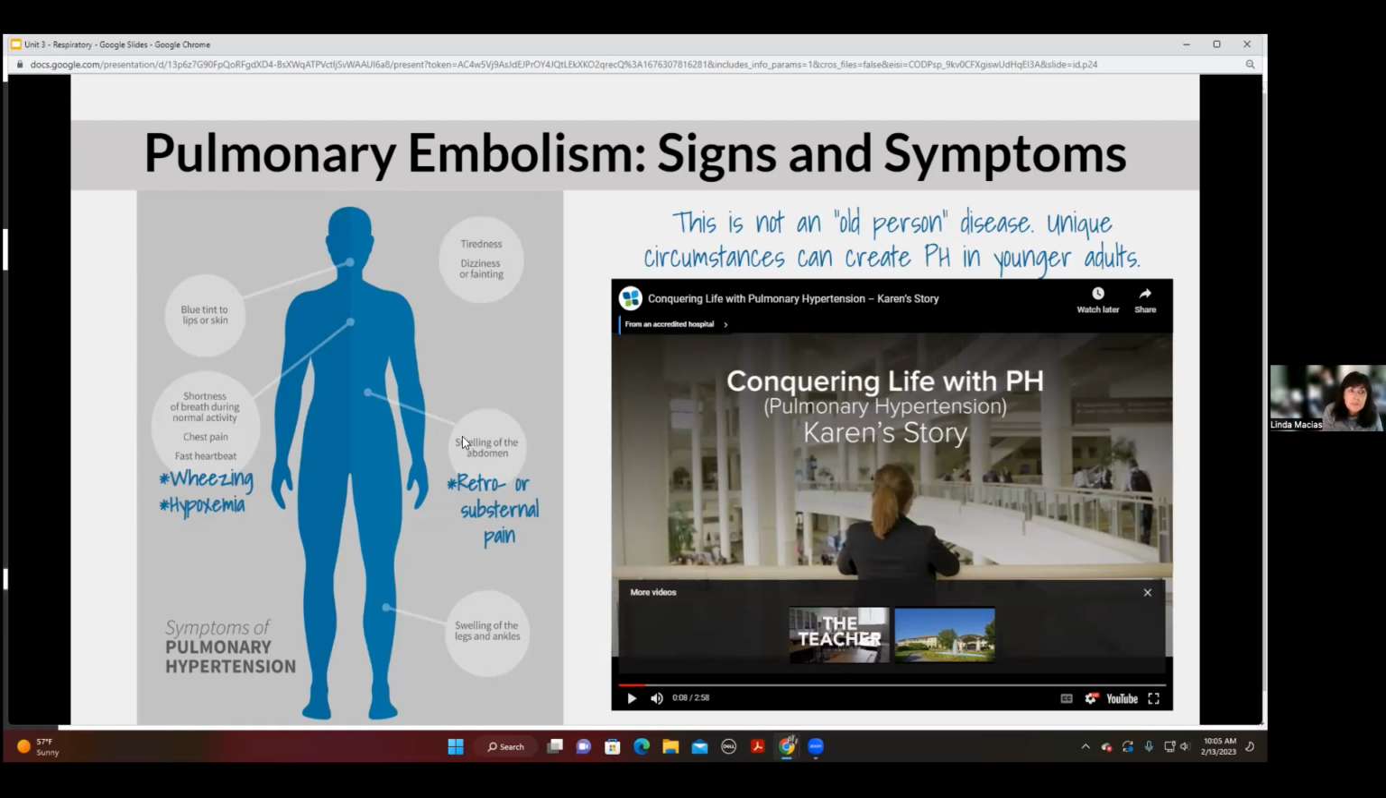The signs and symptoms, again: blue tint to the lips or to the skin when you're blanching the fingers, shortness of breath during normal activity, wheezing, hypoxemia, tiredness, dizziness, or fainting, swelling of the abdomen. She said it was swelling of her legs and her ankles. So again, it's hard because these kinds of symptoms can show up for other things, like what?